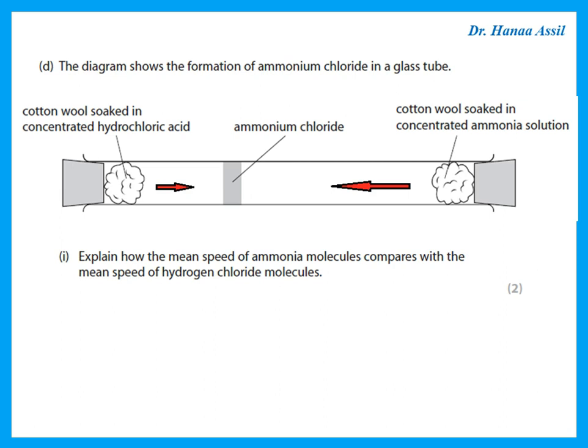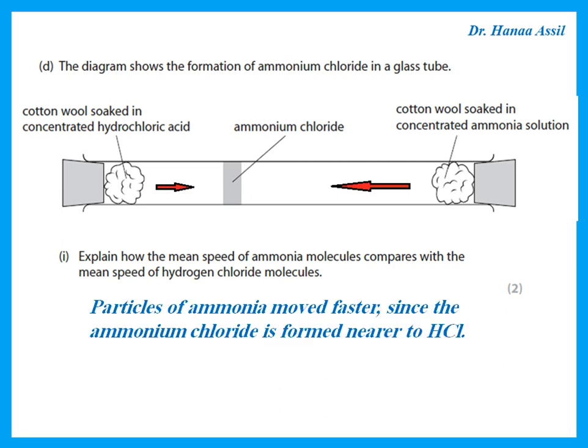The ammonia will also diffuse, but which one diffuses faster? Well, obviously they meet to form ammonium chloride, and this is nearer to the HCl, and that means that the particles of ammonia are moving faster. And that is because, he's saying explain, the ammonium chloride is formed nearer to the HCl. So I can tell that the ammonia is moving faster. And you should know why is it that the ammonia is moving faster. It is because the particles with lower molecular mass move faster.